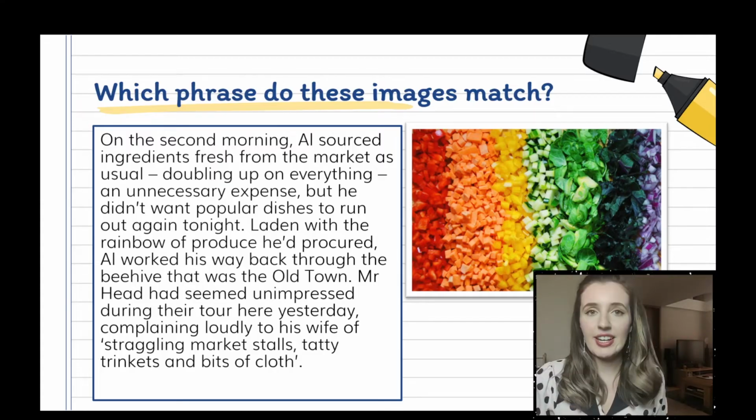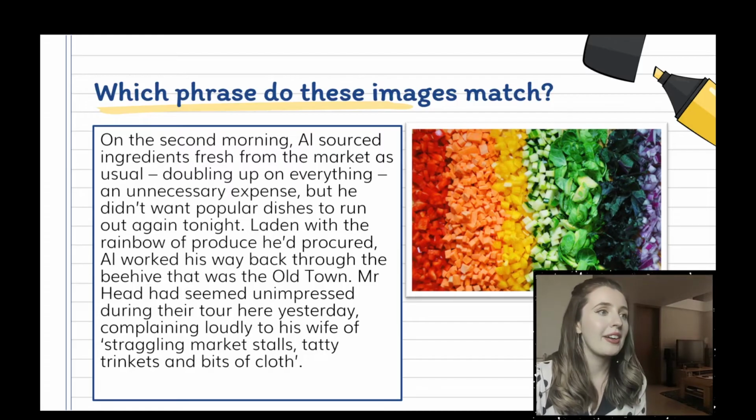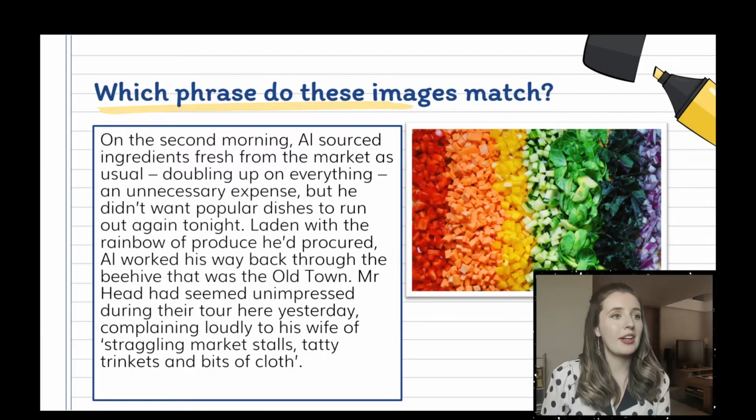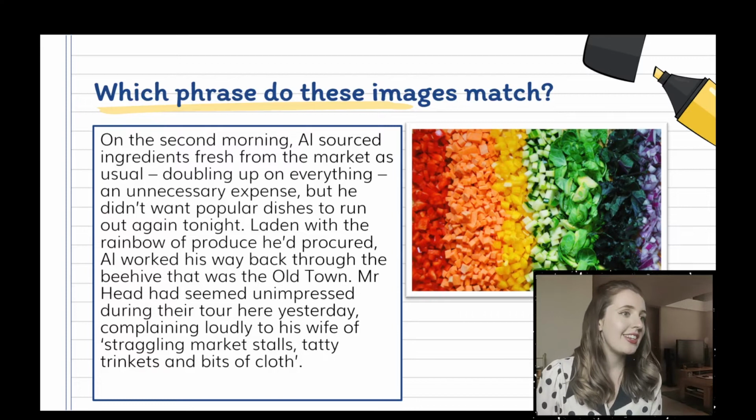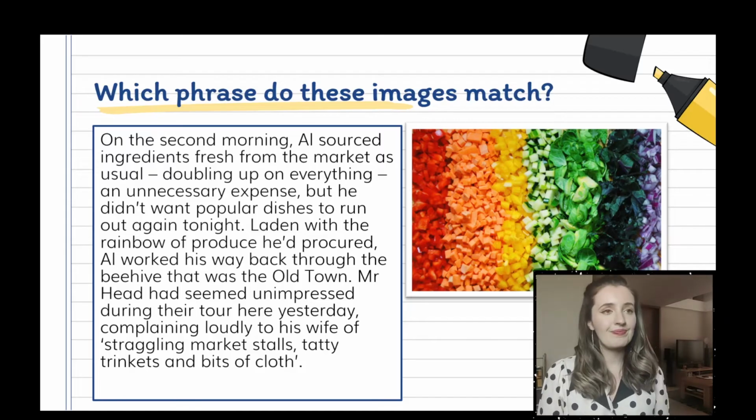So let's read it once again. On the second morning, Al sourced ingredients fresh from the market as usual, doubling up on everything. An unnecessary expense, but he didn't want popular dishes to run out again tonight. Laden with the rainbow of produce he'd procured, Al worked his way back through the beehive that was the old town. Mr. Head had seemed unimpressed during their tour here yesterday, complaining loudly to his wife of straggling market stalls, tatty trinkets and bits of cloth.